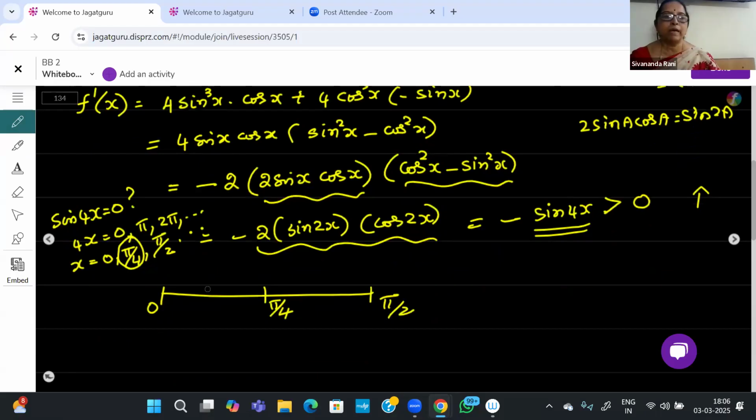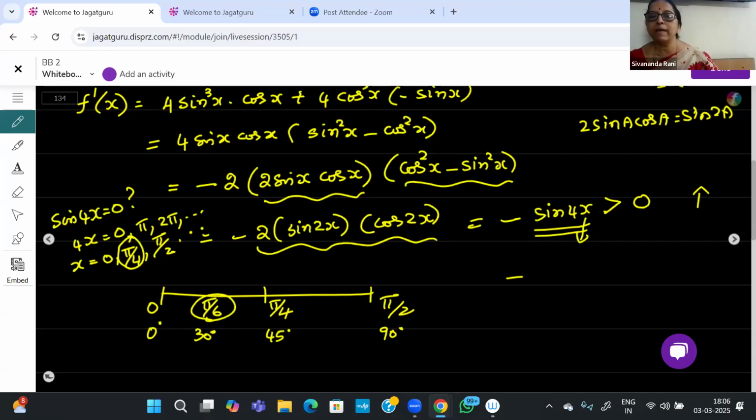So how about taking a test point? Shall I take a test point here? You know that this is 0 degrees, this is 45 degrees, this is 90 degrees. So shall I take 30 degrees in between as the test point? That means pi by 6. Pi by 6, 30 degrees, if I take as test point.